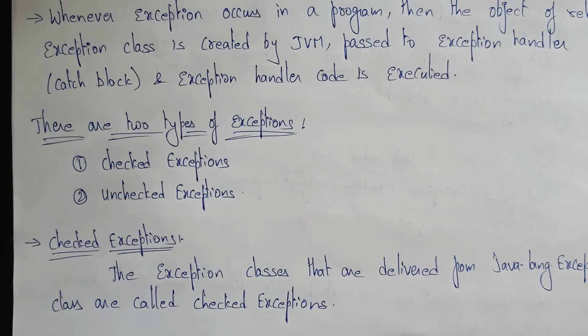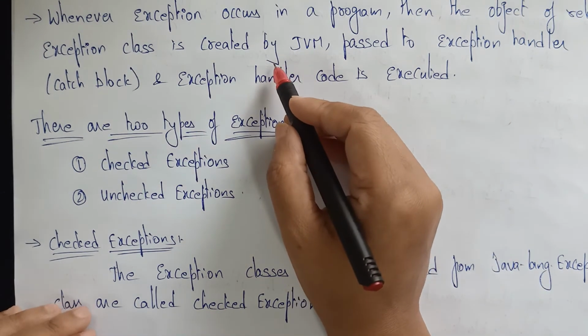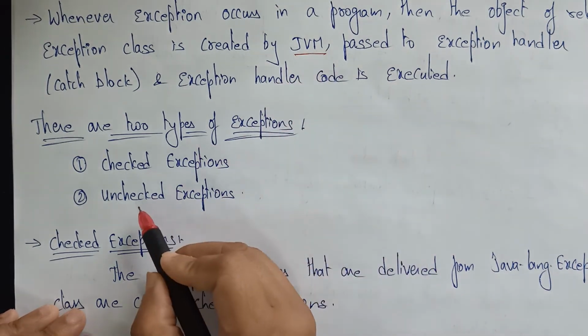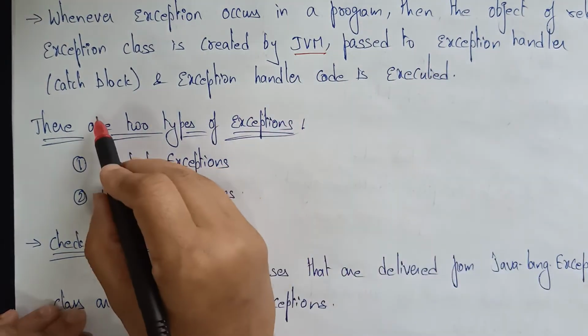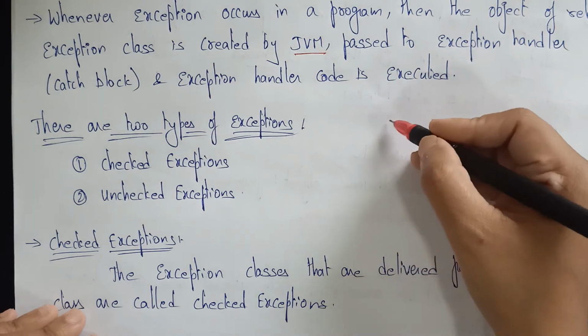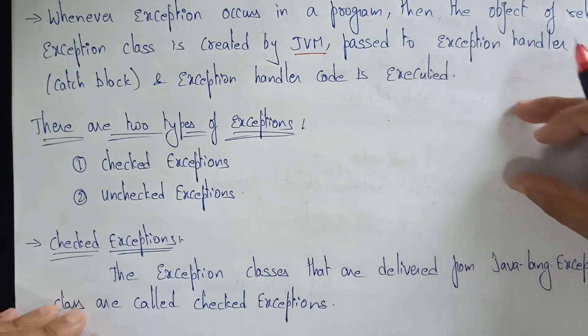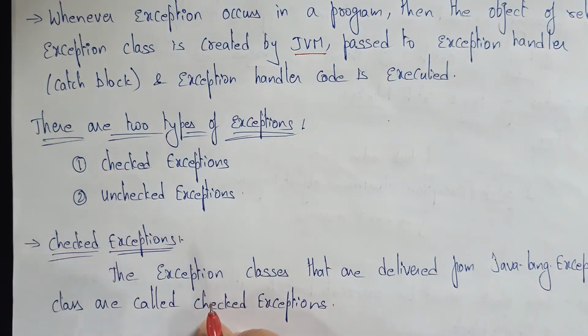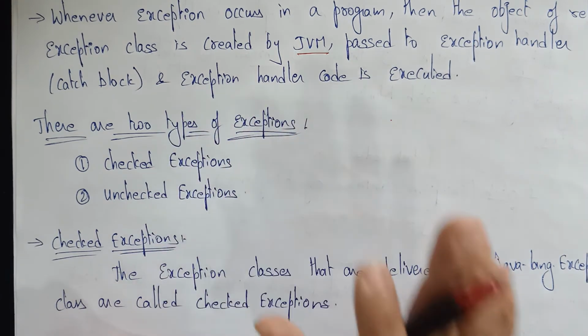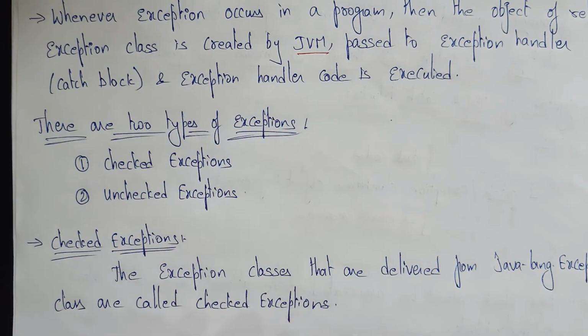Whenever an exception occurs in a program, the object of the related exception class is created by the Java virtual machine and passed to the exception handler, that is the catch block. Whatever exception occurred in the try will be passed to the exception handler, the catch block, and the exception handler code is executed. So this is what happens.